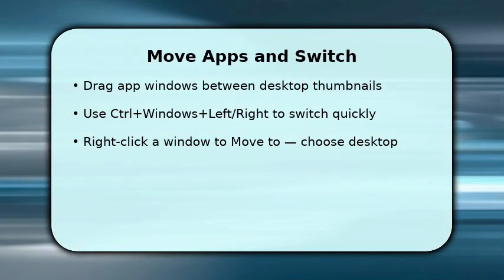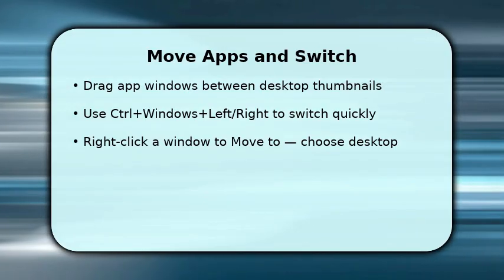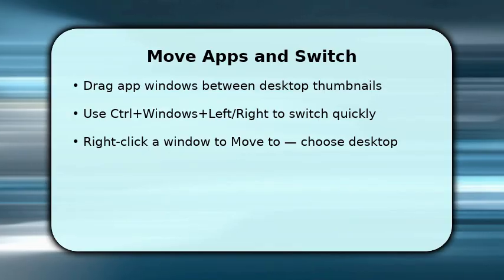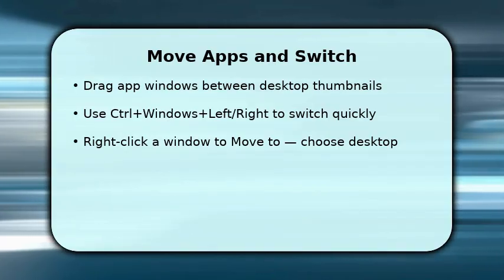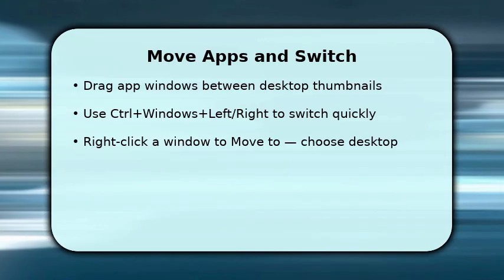Now you'll move apps to organize tasks. Open Task View again and drag any window from your current desktop onto the thumbnail for Desktop 2. That relocates it instantly. You can also right-click a window in Task View, choose Move To, and select the target desktop for precision. For fast navigation, use Windows plus Control plus Left or Windows plus Control plus Right to flip between desktops without opening Task View.